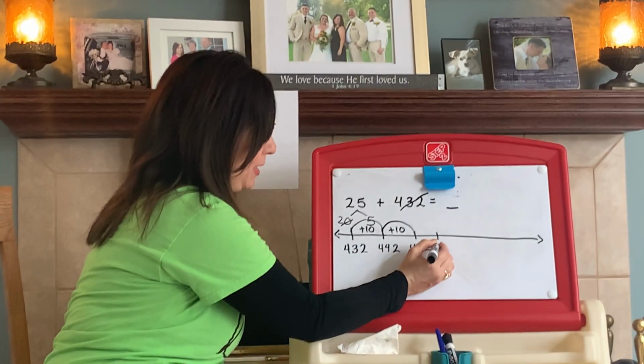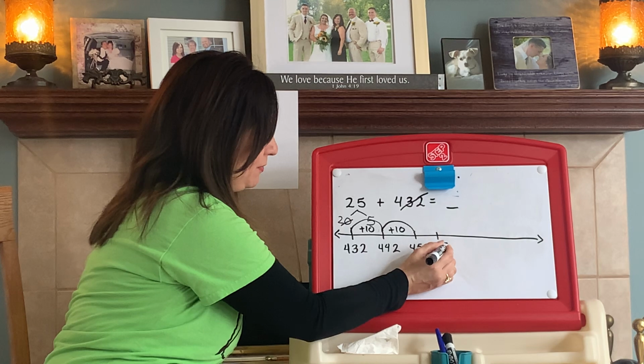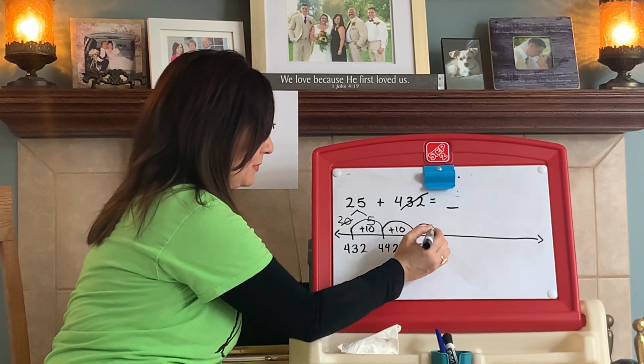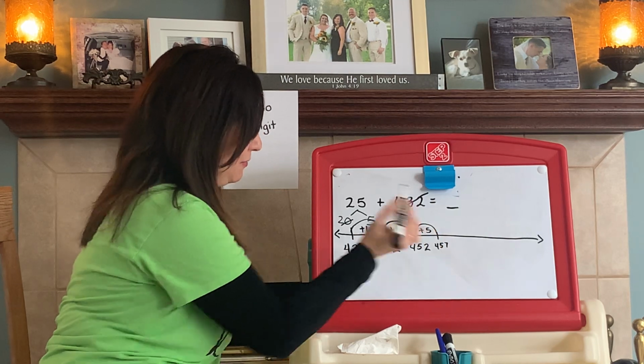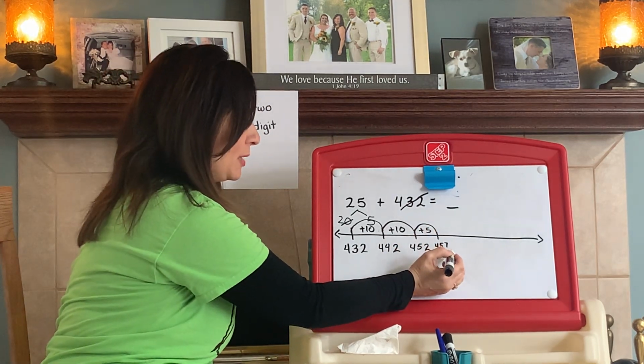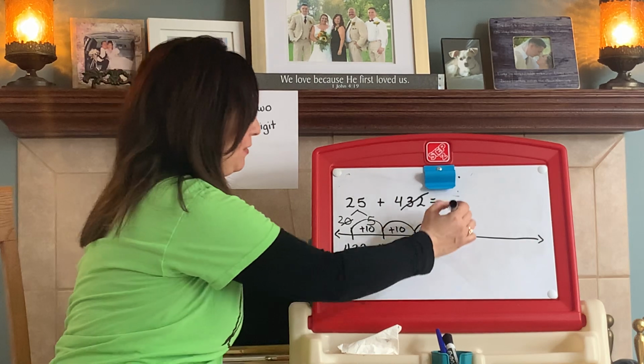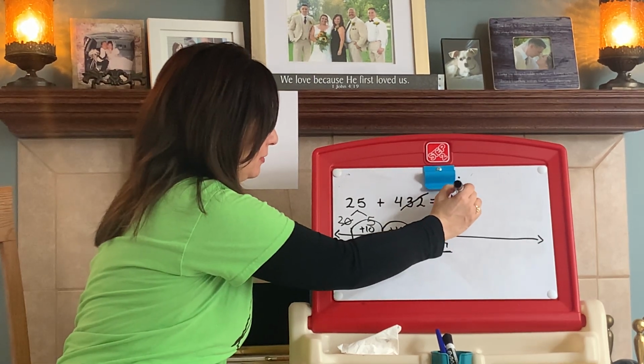I'm going to position it right here, 457. And that is my plus 5. So my sum is 457. I'll write it right here.